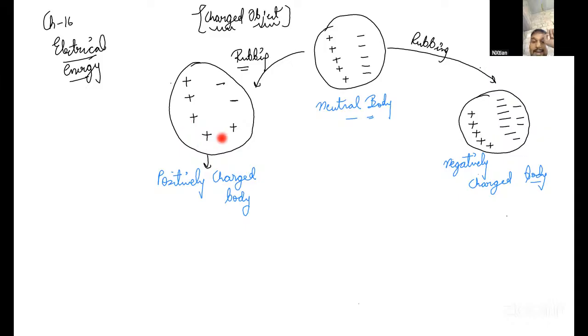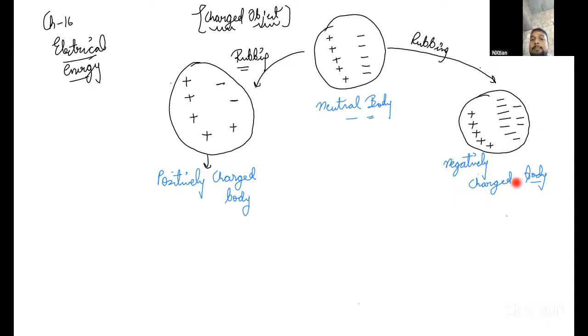Now you have to remember this: protons never ever transfer. Protons are inside the nucleus, and they will remain inside the nucleus. Only the transfer of electrons makes the positively charged body or the negatively charged body. If electrons are transferred outside the body, it becomes positively charged. If electrons come inside the body, it becomes negatively charged. There is no transfer of protons in this rubbing. Did you understand? So this is called a charged body.